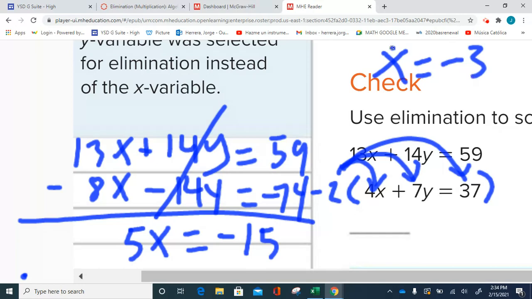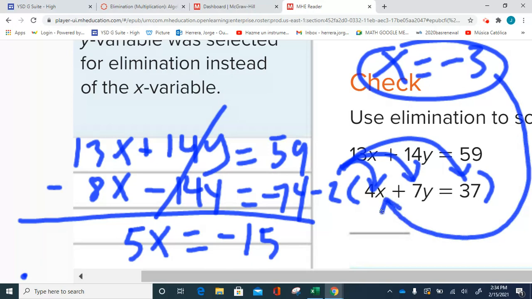And of course, this -3 right there, I will just substitute right there for that. And then I could find the other one, which would be 4 times -3 plus 7y equals 37. And then I will solve for y, guys.